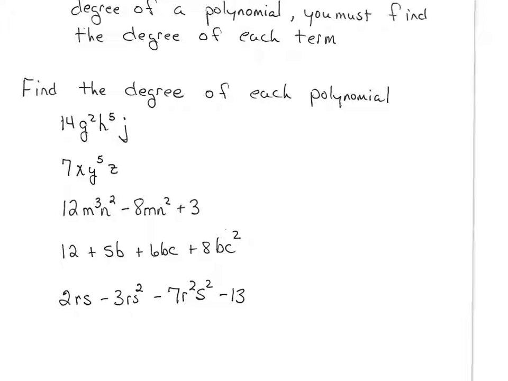On the first one, 14g squared h to the 5th j. Mary Alice, what's the degree there? 7? Do you agree that that's 7, Nasa? That's the first one. Is the degree 7? Do you agree with that, Kimberly? Yep. What's the degree of j? 1. So what's the degree of the monomial? 8.